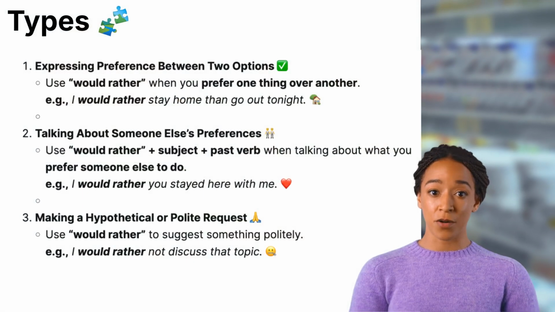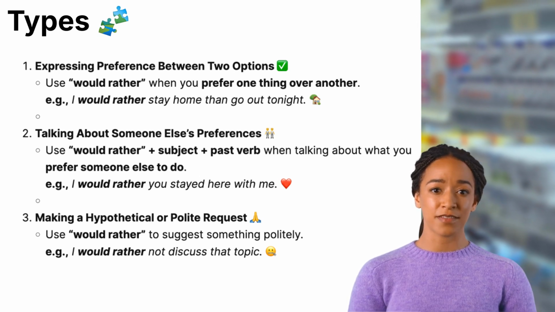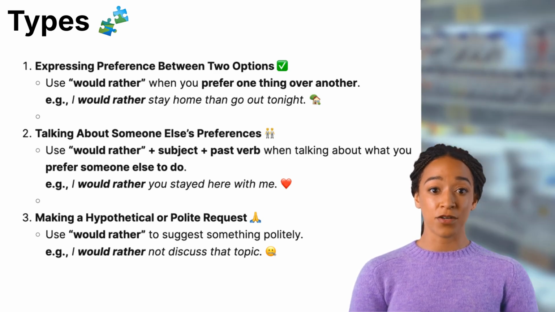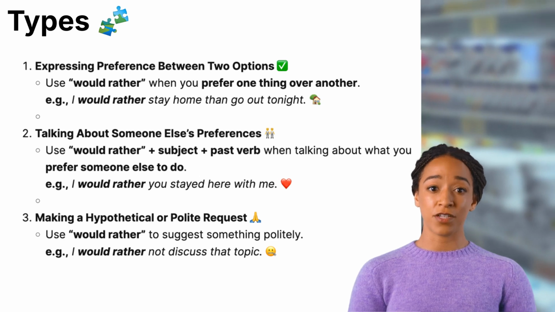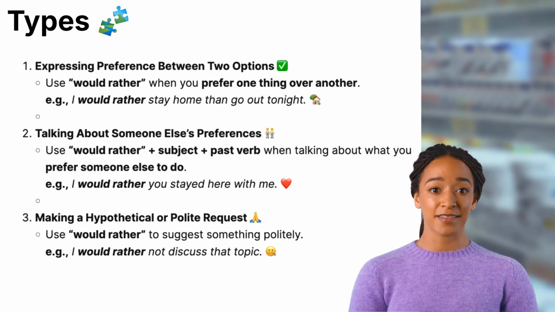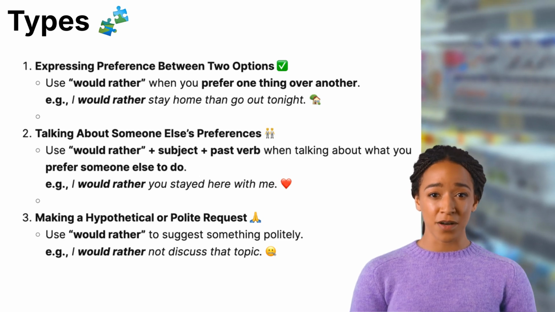In this section, we'll go over the 4 main ways to use would rather with clear explanations and examples. Let's get started. 1. Expressing preference between 2 options. Use would rather when you prefer one thing over another. This structure is often followed by than to compare 2 options. Example, I would rather stay home than go out tonight.